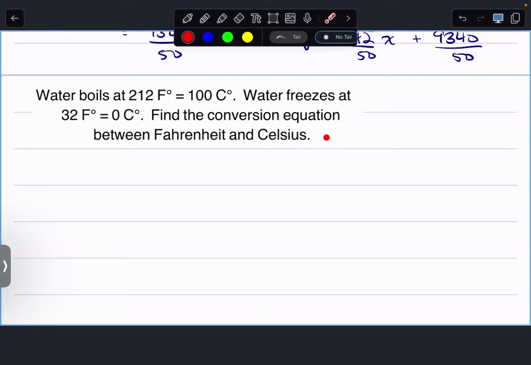Right? So now I have an input and I have an output. In fact, I can kind of use whichever one I want. But let's say point 1 is going to be at 212 and 100 Celsius. Should we use the Celsius as the input and the Fahrenheit as the output? Doesn't matter, right?